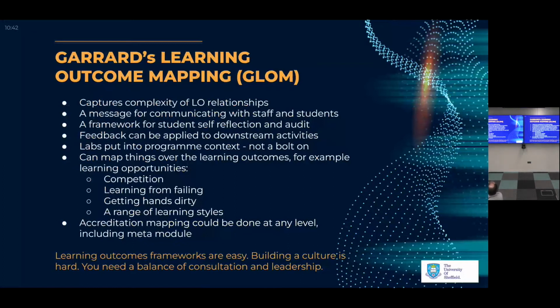And of course, you can map other things, these learning opportunities. If you say we want our students to have a bit of competition, we want them to experience a range of learning styles. Unless you've actually got these things mapped, you don't know whether or not one academic is using the same learning style as another academic and another academic. So actually saying we want a balanced diet of all these different things, we need to have that visibility of what's happening at the activity level so that we can make sure that's balanced.